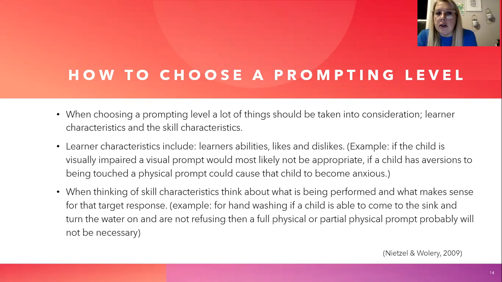So you want to take into consideration the characteristics of the child when choosing what level of prompting to start for a skill. You also want to take into consideration the characteristics of the skill that you're wanting the client to acquire. So you want to think about what is going to be performed and what makes sense for that target response. For example, hand washing. If the child is able to physically come to the sink and turn the water on and they are not refusing, then a full physical or a partial physical prompt probably would not be necessary. You would probably start with modeling or a gestural prompt or a visual prompt.